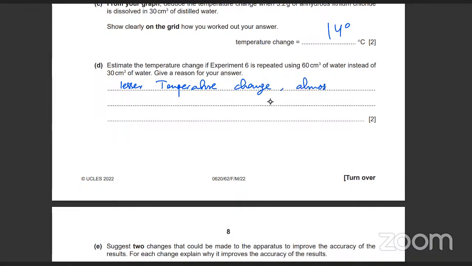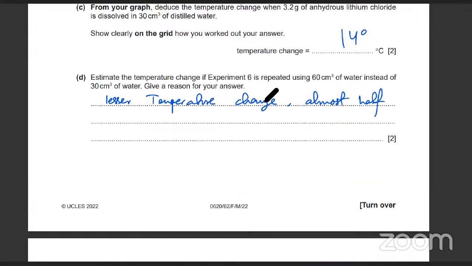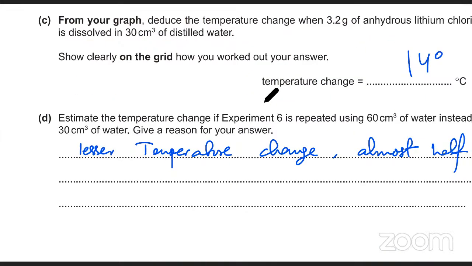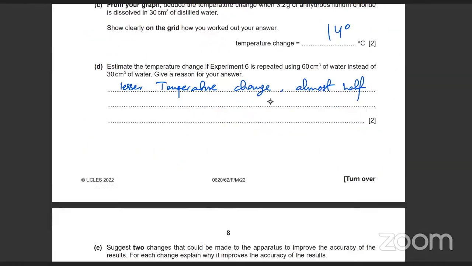Almost half, as more energy would be needed. So as more energy would be needed to heat the water.